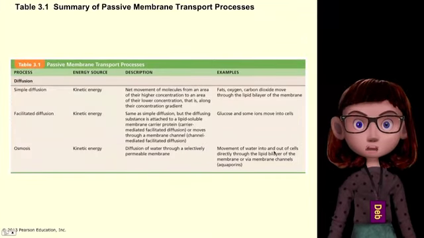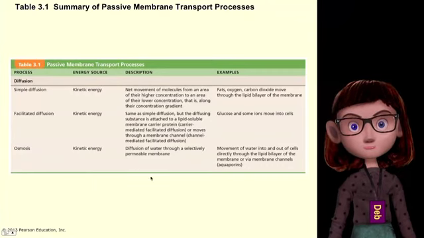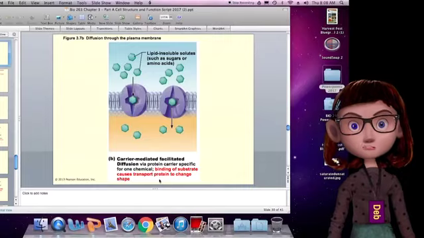Table 3.1 is a review of passive membrane transport processes, and that is the end of the show.